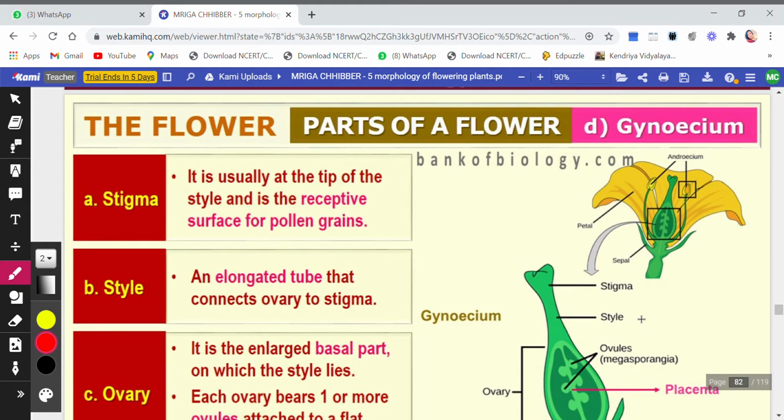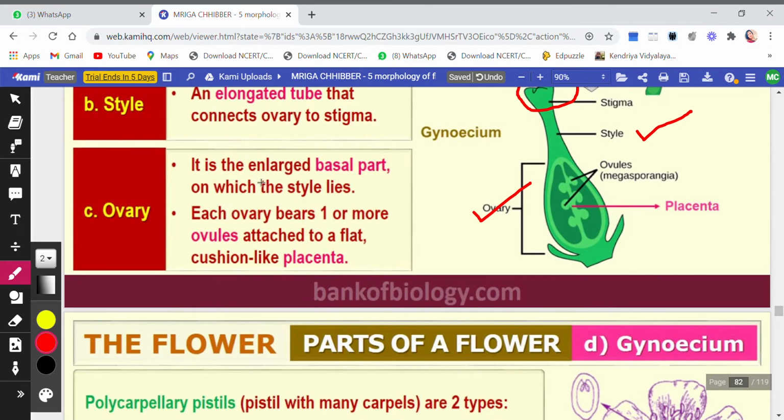Then comes the next part, the style. It is the elongated tube which connects the stigma and the ovary. Next is the ovary. It is the enlarged basal part, as you see here, on which the style lies. Each ovary bears one or more ovules.